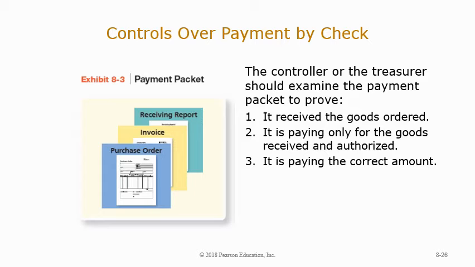So controls over payment by check. The controller or the treasurer should examine the payment packet to prove, 1, it received the goods that they ordered, 2, it's paying only for the goods that were received and authorized, and 3, that it's paying the correct amount. So before that check even gets written, there's several other things that happen. The goods are received. Then we have to check to make sure that the goods that we received are actually what we ordered, and then we're going to make sure that the amount that we're paying is the correct amount.